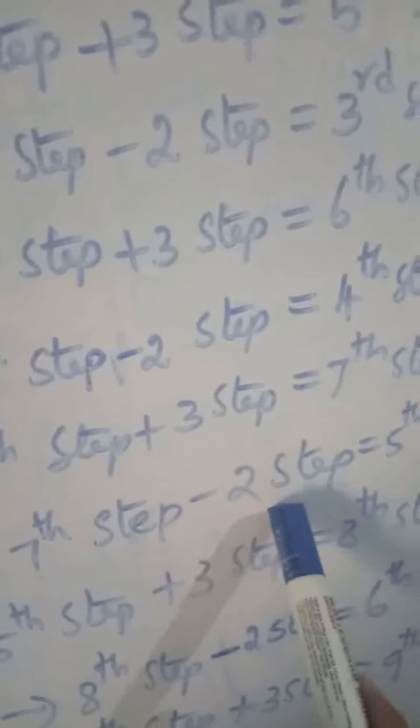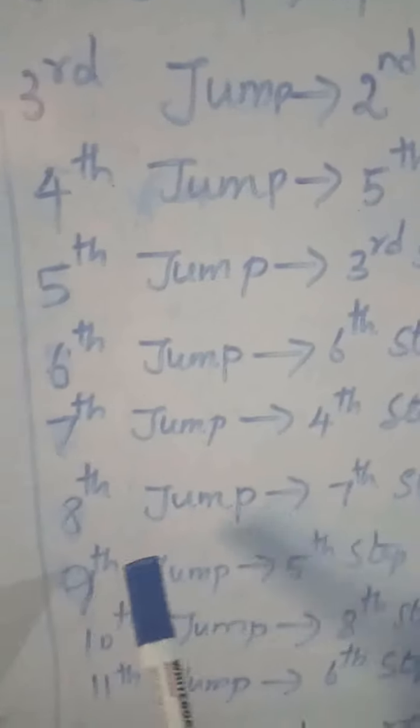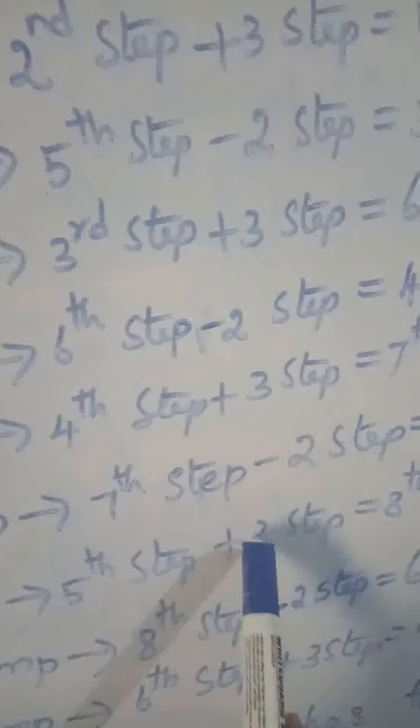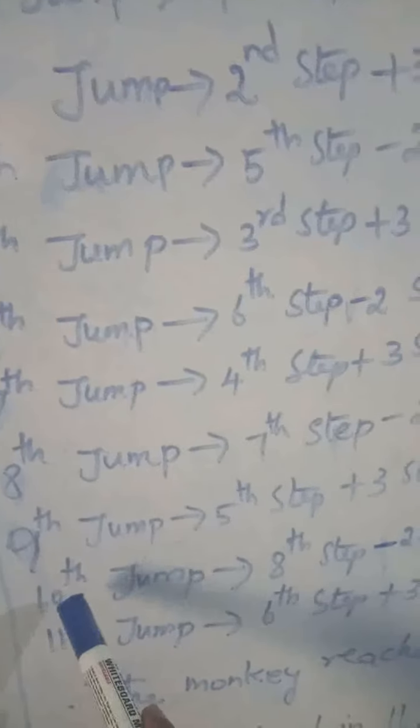Next, eighth jump. It is already in seventh step. So seventh step minus 2 steps back, no? So 2 steps back means minus 2. So fifth step. Next, ninth jump. Fifth step plus 3 steps down. So totally eighth step. Next, 10th jump. 8th step minus 2 steps back. So 6th step. Next, 11th jump. 6th step plus 3 steps down. So 9th step. So the monkey reaches the water level in the 11th jump.